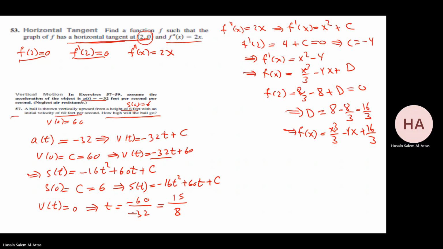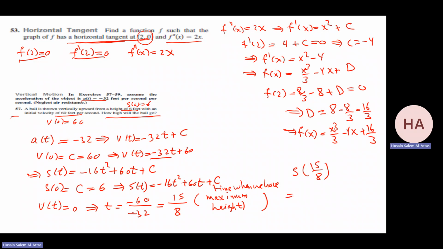That's it. This is the time when we have maximum height. But he wants how high the ball will go. So I need to find s at this number, which is minus 16 times (15 over 8) squared plus 60 times (15 over 8).